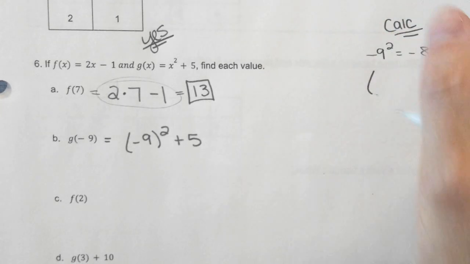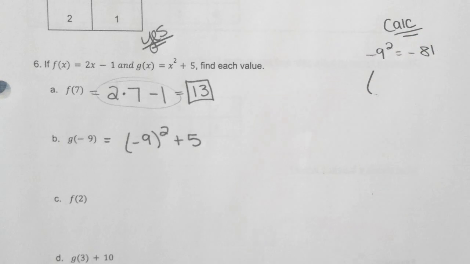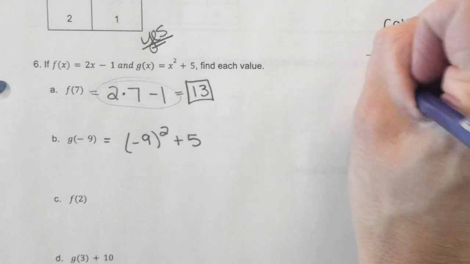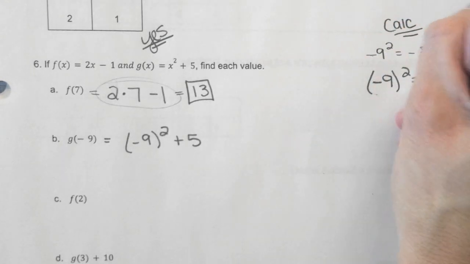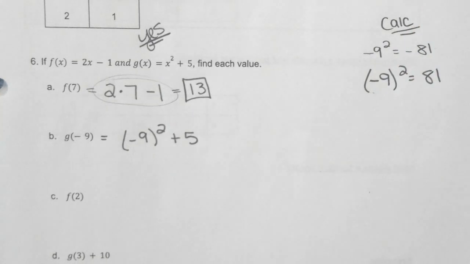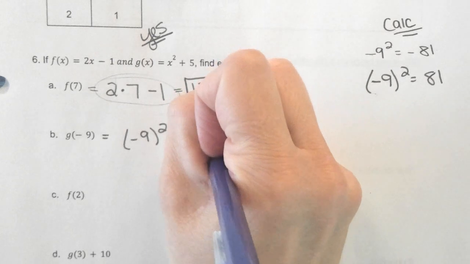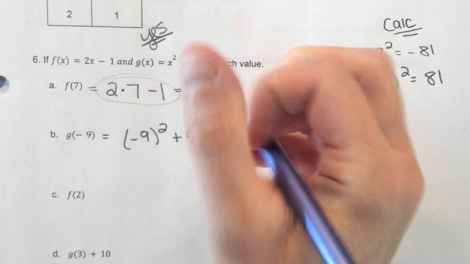So you need to make sure you put parentheses around it, because what do we know the true result actually is? 81. So that actually squares the entire thing. So make sure you put parentheses if you're using a calculator. Okay, so going back to this problem, it's going to be 81 plus 5, which is 86. Again, using order of operations, exponents first.